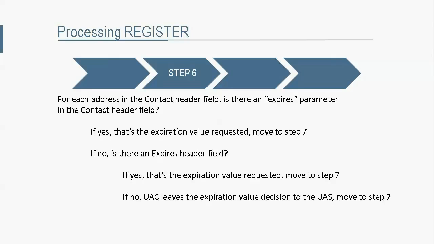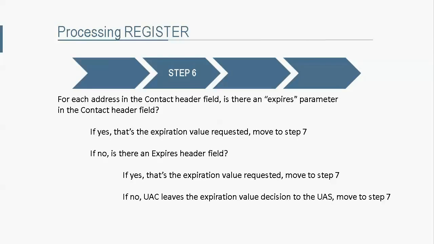Step 6. For each address in the contact header field, is there an expires parameter in the contact header field? If yes, that's the expiration value requested. Move on to step 7. If no, is there an expires header field? If yes, that's the expiration value requested. Move on to step 7. If no, user agent client leaves the expiration value decision to user agent server. Move on to step 7.